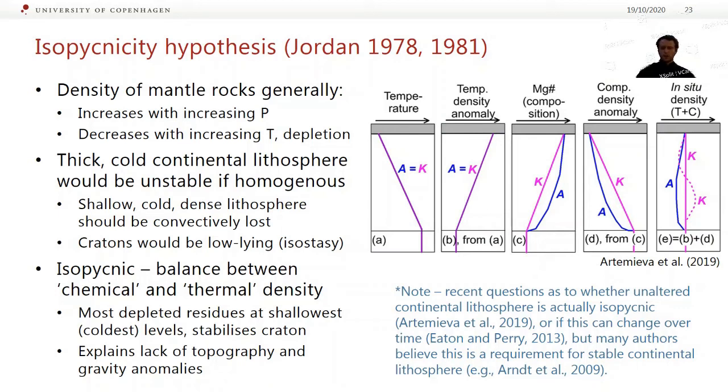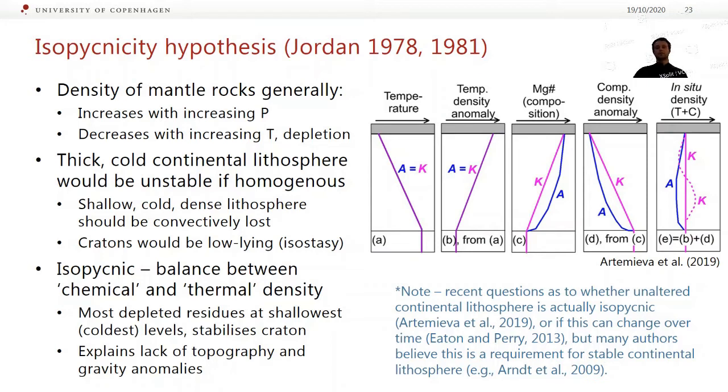On the right here is just a schematic diagram of what this looks like. So on the left, you can see the temperature increases with depth, and because it's increasing with depth, it's getting less dense. So that's the density anomaly is getting smaller. It's becoming more similar to convecting mantle.